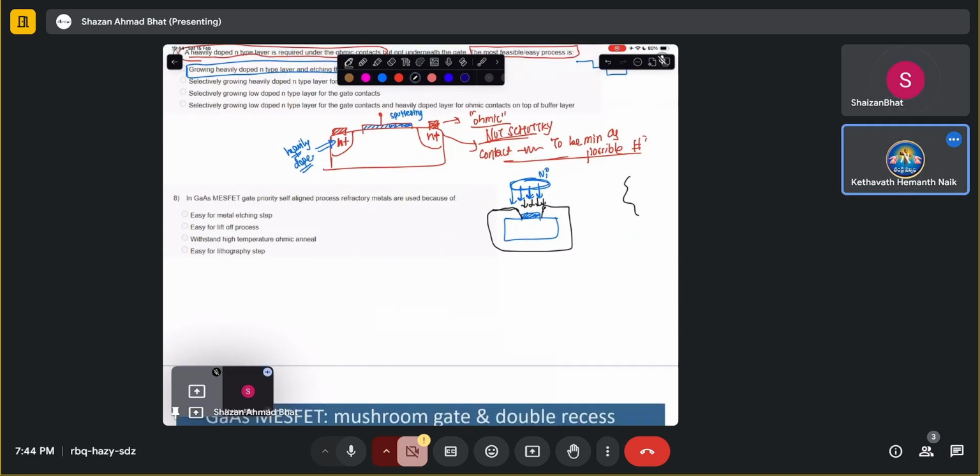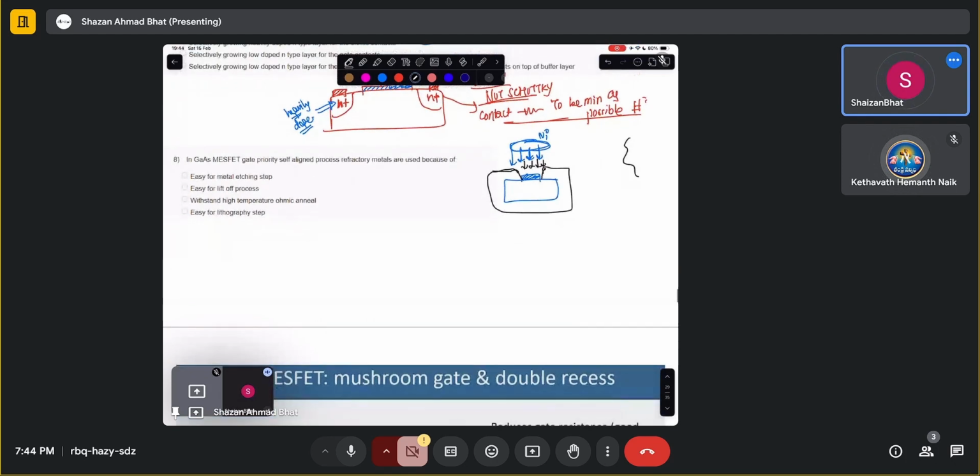Now, if you see question number 8, it says in GaAs MOSFET, gate self-aligned process refractory metals are used. Yes, this concept I will discuss because this is very important and mostly it may be asked. So, what are the refractory metals? Basically, when you have a structure like this, N plus, you have certain contact here, you have a gate contact here. So when you make this gate contact, it's not actually a single metal.